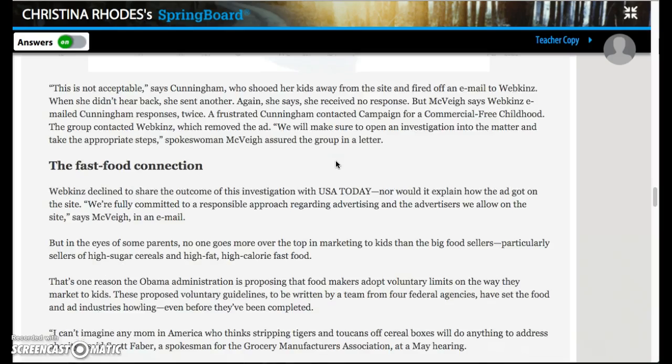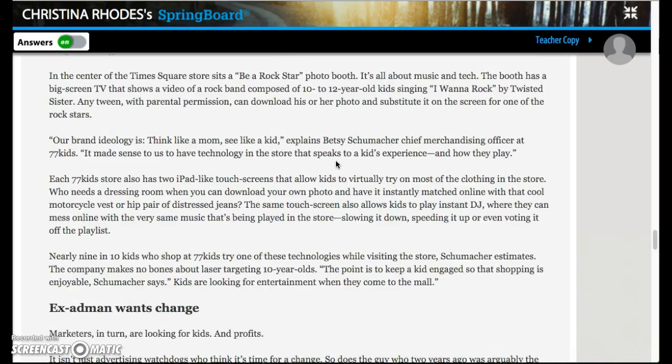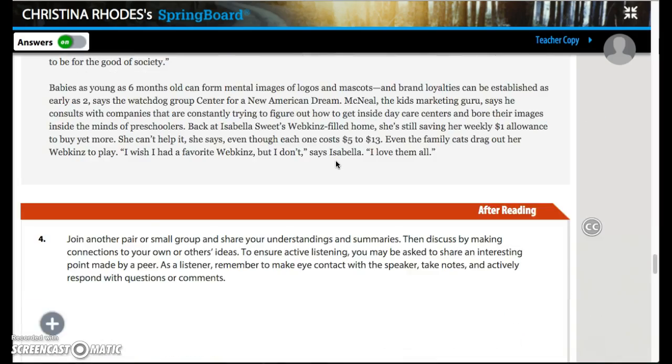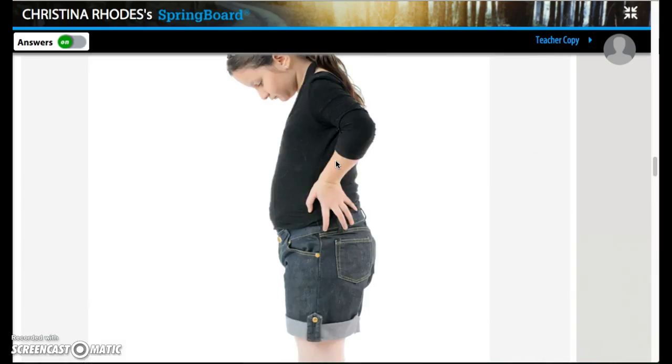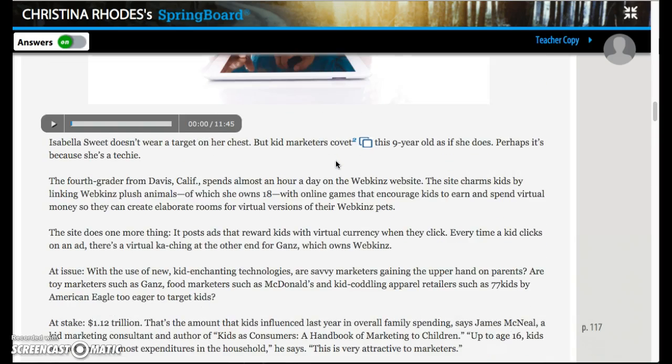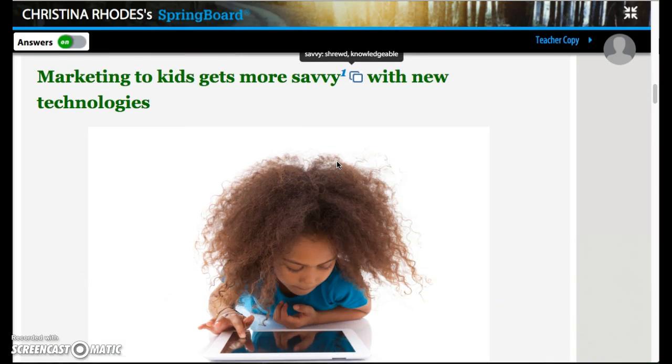As you read the article, please make sure that you are answering the questions on the left. So we do have questions number 1, 2, 3, and 4. If you could please number those in your book. On page 116, your first quiz question on the left side of the page, it's under Key Ideas and Details. Please number it number 1. It says, explain how technology is helping advertisers reach more kids.